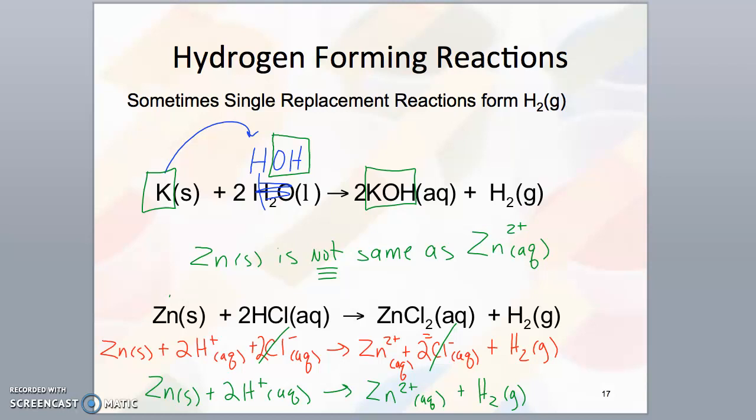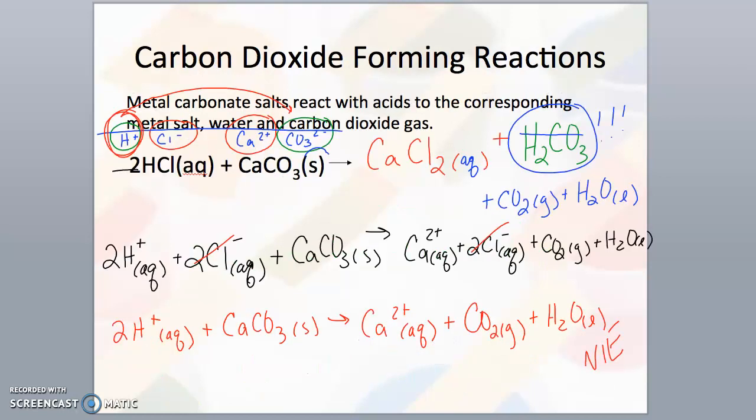Also notice in the second example that zinc solid and zinc ion are not the same and therefore are not spectator ions. Give this one a try and use the slide as a key. One of the products formed is H2CO3, so cross it out and replace it with CO2 and water.